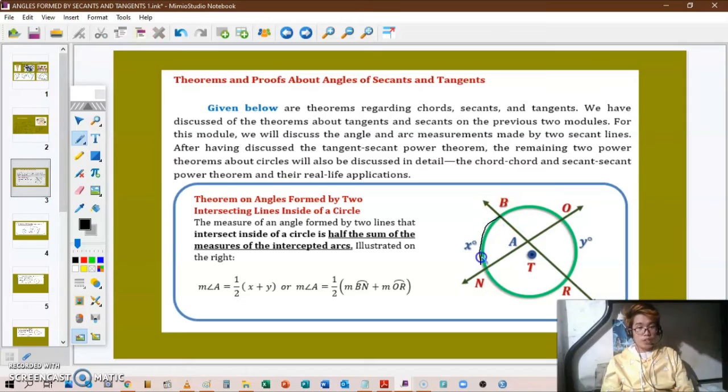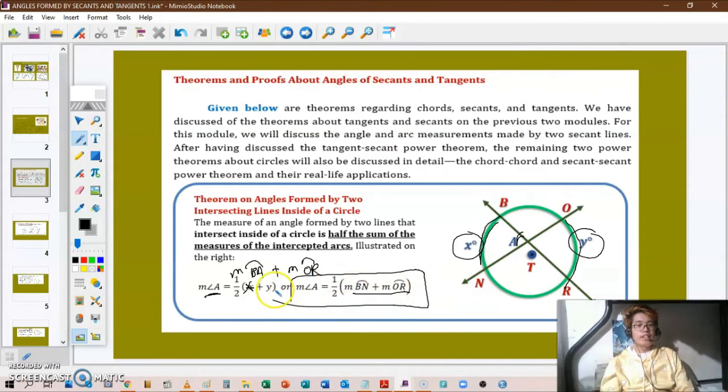We have this arc, BN, and it's measured by x degrees. And then we have OR, and it's measured in y degrees. Therefore, the measurement of angle A is equal to 1/2 times x plus y, or 1/2 the measurement of arc BN plus the measurement of arc OR. So this is the formula for this one.